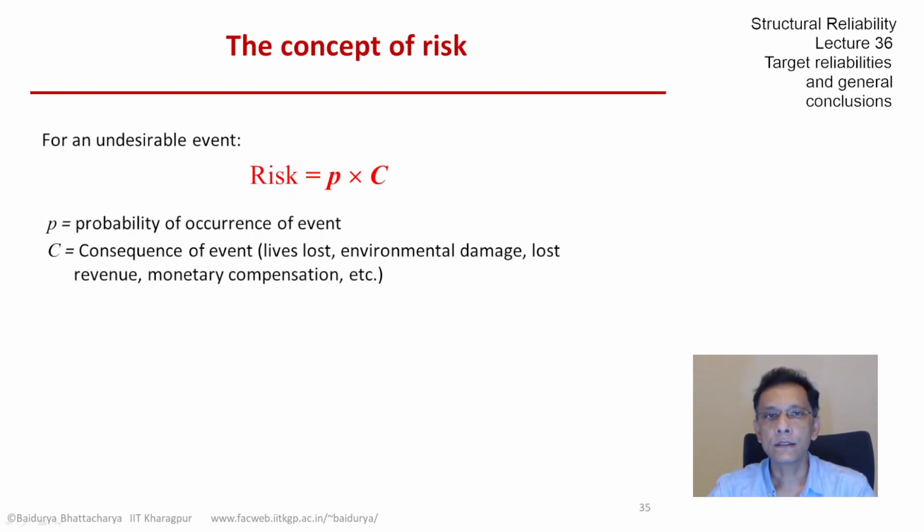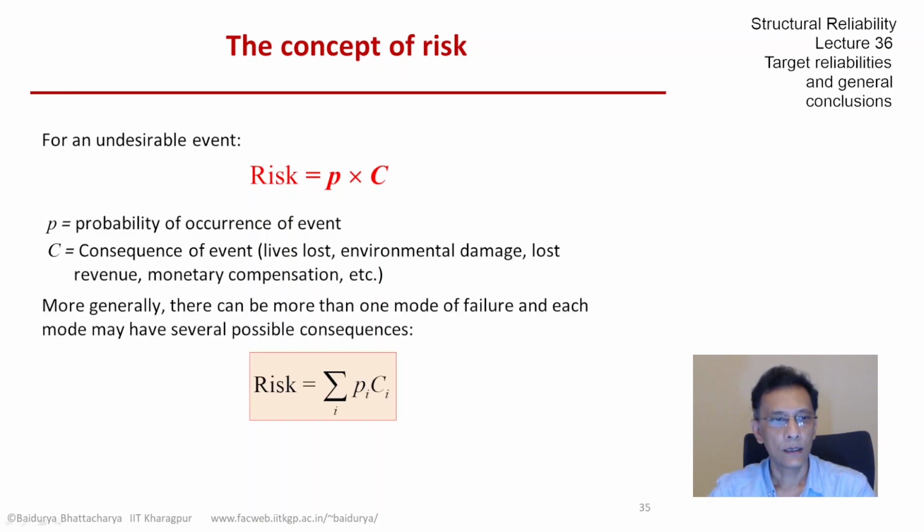Otherwise, if consequences can vary, which is what we see here, then the risk should include that consequence as well, and hence this definition. In a more general sense, as we saw in the previous slide, if there are more than one failure events and a corresponding consequence, then the risk would be the expected consequence, which is P times C summed over all i's.